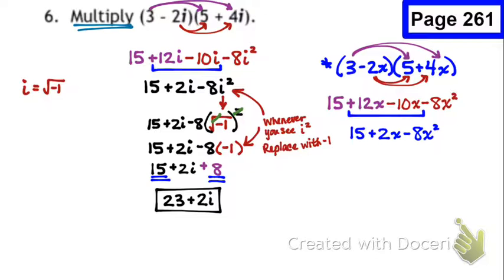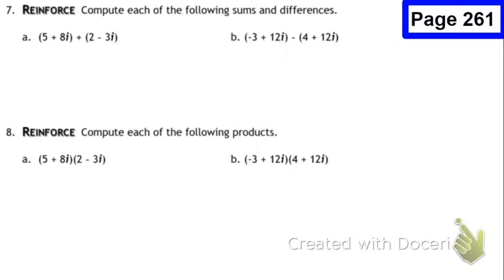Let's look down at number 7 and 8, and then we'll wrap it up. What do they want me to do on number 7? Sums and differences. Sum means to add, and difference? Subtract. Do I have to distribute things when I want to just add two numbers together? No. So tell me how to do part A. 5 plus 2, which would give me 7. And then 8 minus 3, 5i.